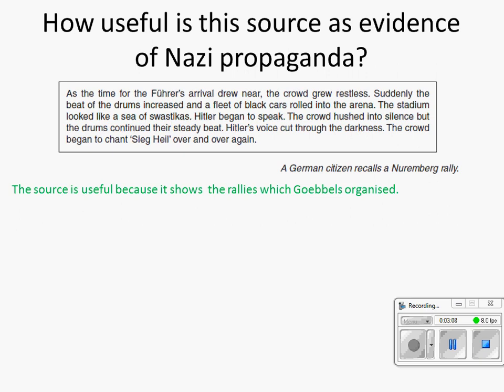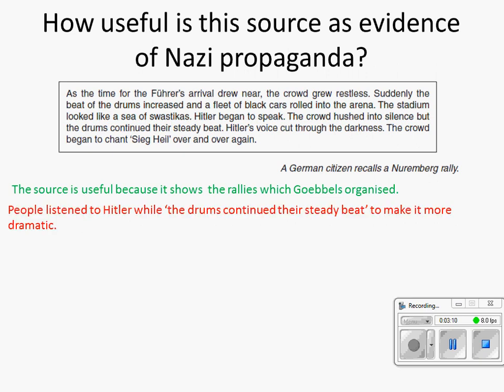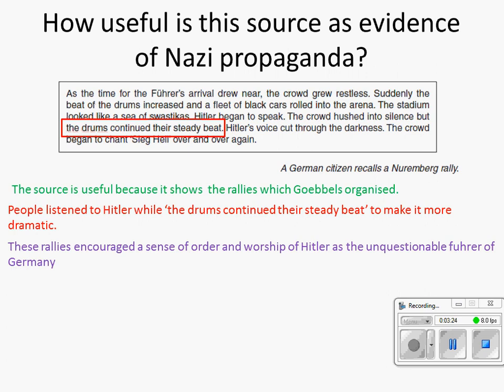And it gives us detail on this. And the detail here we can pick out is that people listened to Hitler while drums continued their steady beat to make it more dramatic. Okay, now we've got the detail, that's easy. Now try and think, what of my revision do I know is connected to this bit of detail? And my own knowledge says that these rallies encourage a sense of order and worship of Hitler as the unquestionable Führer of Germany. So that's what the source does tell us.